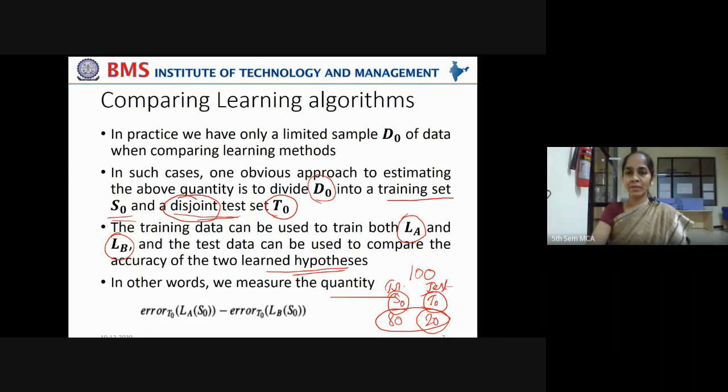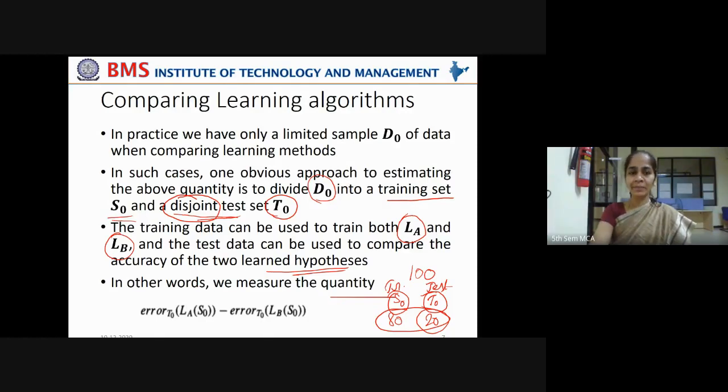Say learning algorithm A is predicting 18 out of 20 correctly, and algorithm B is predicting 15 out of 20 correctly. Then which algorithm is performing better? Obviously, algorithm A is performing better, right? So it is giving high test set accuracy. It is highly generalizable compared to learning algorithm B. Got it? In other words, we measure the quantity.